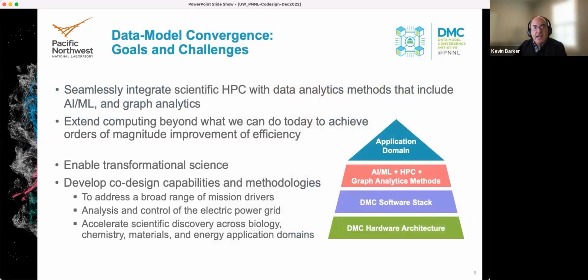So what are the goals and challenges that we saw right off the bat? Certainly, seamlessly integrating scientific computing, HPC, and data analytics is a challenge, for many of the reasons that I've already discussed. But we also wanted to use DMC as an opportunity to extend computing beyond where it is today in order to achieve orders of magnitude improvement in efficiency and performance, to enable revolutionary new scientific methods and scientific processes.